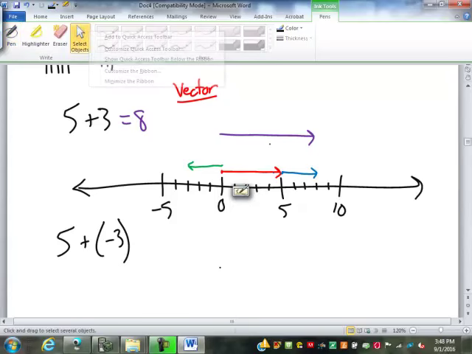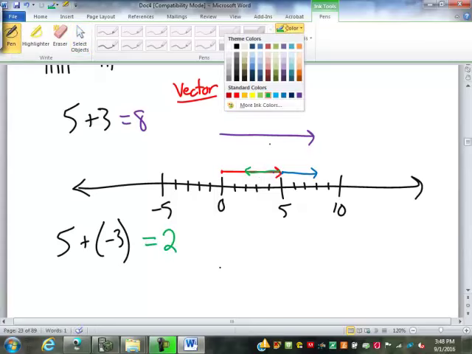And when we go to combine those, we put that with our 5. Now, since they go in opposite directions, they work against each other. So the value is the difference between their lengths, which is 2. 5 plus negative 3 is 2.